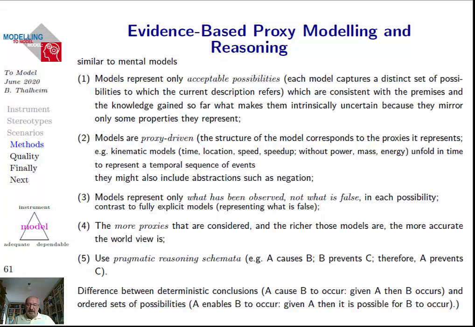And of course, again, we represent only what has been observed and not what is not observable, what is false, what is not existing. That means in this case we are representing only what is really observable and has been observed. Of course, in this case, our mental models have the problem that they are based on our observations, on our perceptions of the observations. So they must not be really completely true. But you have some pragmatic reasoning schemata.